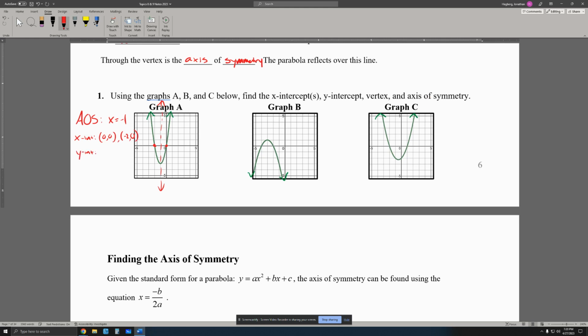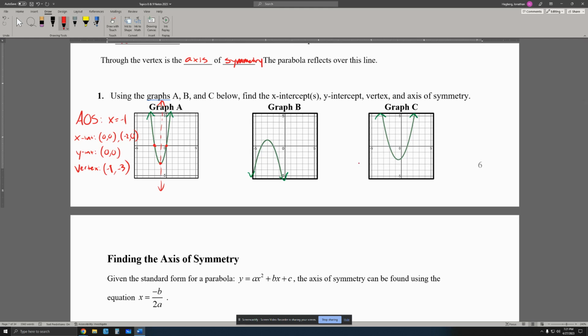Y-intercept, we always have exactly one. And again, that's at the origin. Okay. The vertex is that minimum, that lowest point, that's at (-1, -3). Always do that double check. Is the axis of symmetry x equals the x-coordinate of your vertex? In this case, yes, it is.